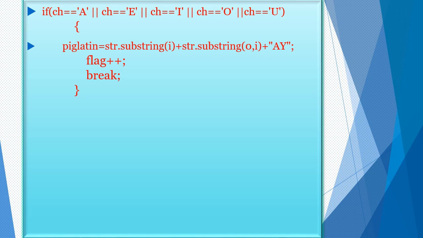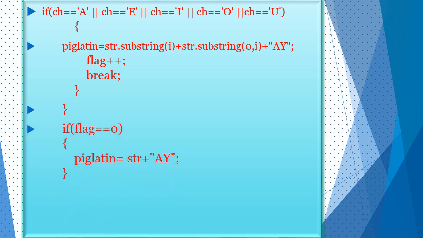And when the task is completed, we increment the value of flag by flag plus plus. The value of the flag was initially initialized to 0. That will be incremented to 1. Flag plus plus. Break. When the task is completed, we can come out of the loop. This is the closing brace of the if clause, and this is the closing brace of the for loop.